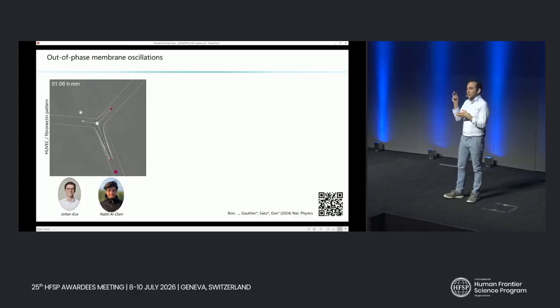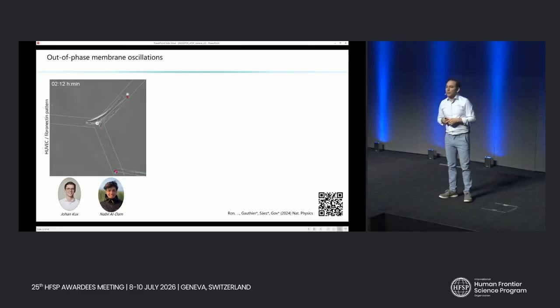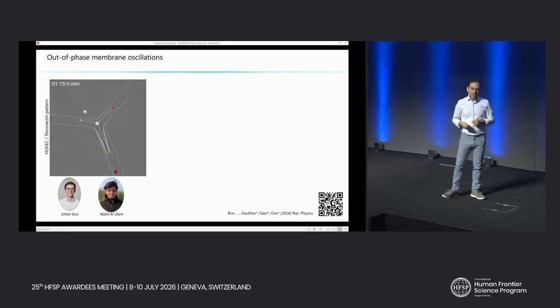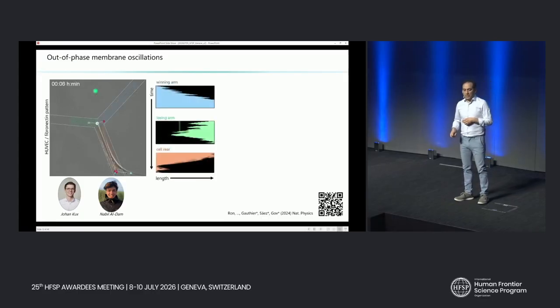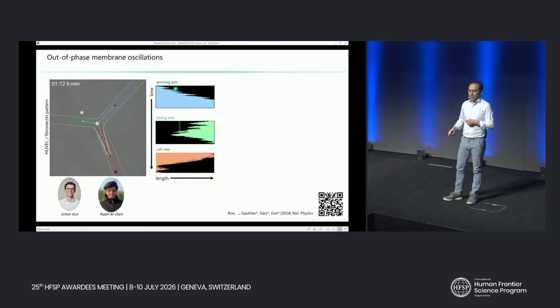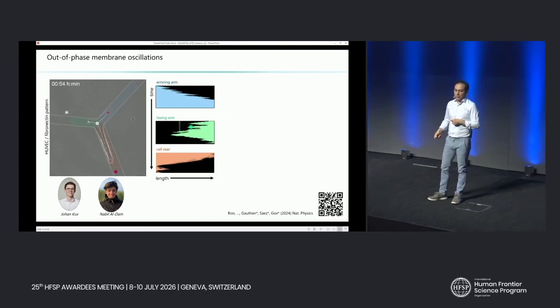Along the presentation, you will see several QR codes, which link directly to the papers we have published, so feel free to scan them. Here you see another cell that is exploring both branches and deciding to go to the right. Now, if I color code these branches, you can see immediately that the winning arm is always growing, the losing arm grows and then eventually retracts and shrinks, whereas the cell rear is always shrinking.